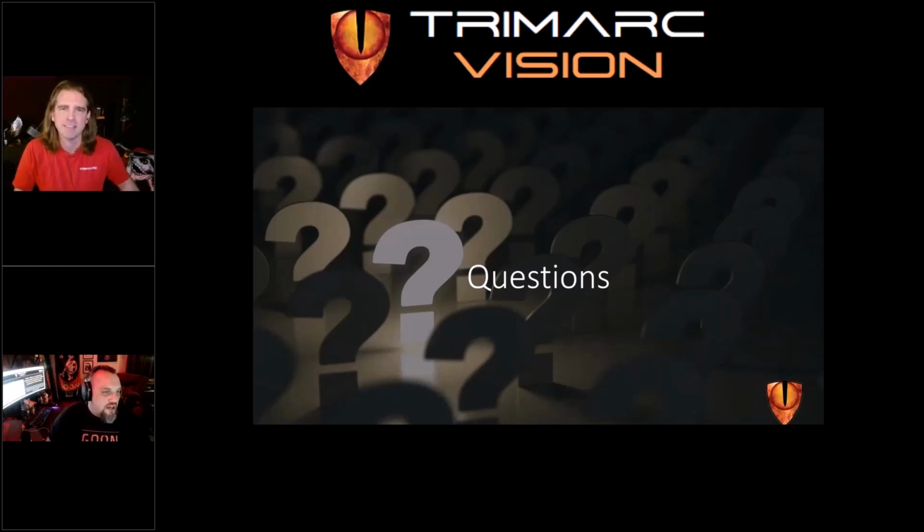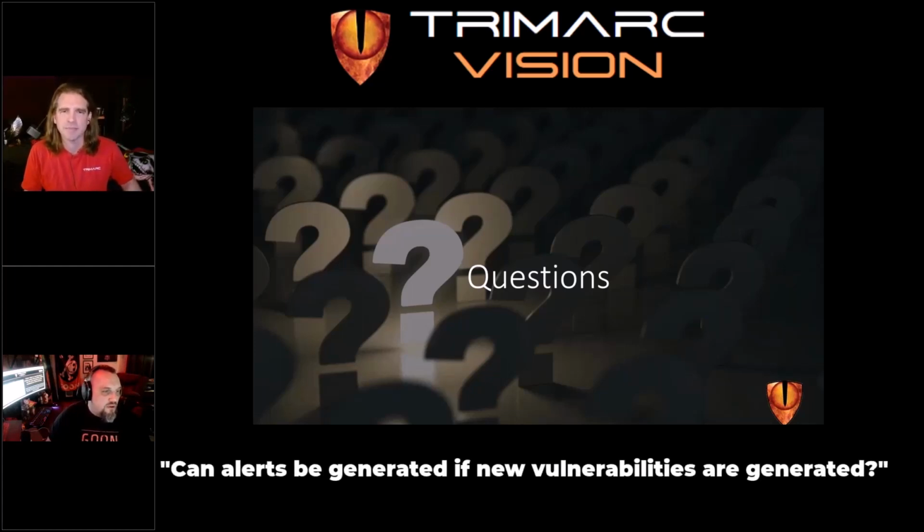Ashley asks again, can alerts be generated if new vulnerabilities are generated? Yes, absolutely. One of the things we're working on as part of the API configuration is so the API can actually ping when there's a new critical that's identified. And we're also working within the UI for an alerting mechanism. We do see capability as Vision is a platform for us, so we do see capability in the future as we're building this thing out.